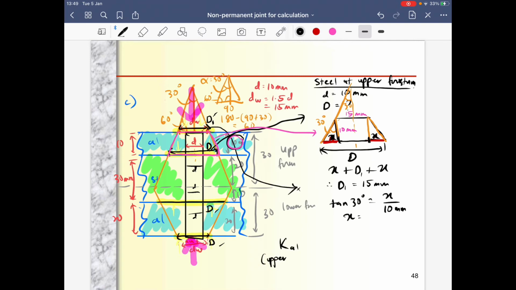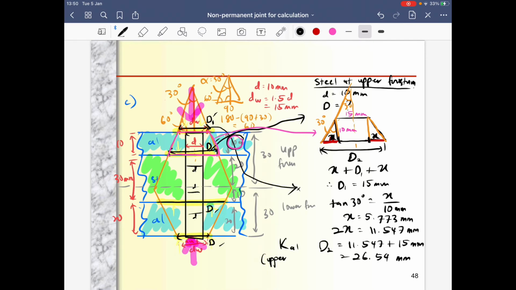Okay, 5.773 mm. Because we do have 2x, so 2x equal to 11.547 mm. So overall, for the D2, we name it as D2, equal to 11.547 plus 15 mm. Then we get 26.54 mm. That's for D2.